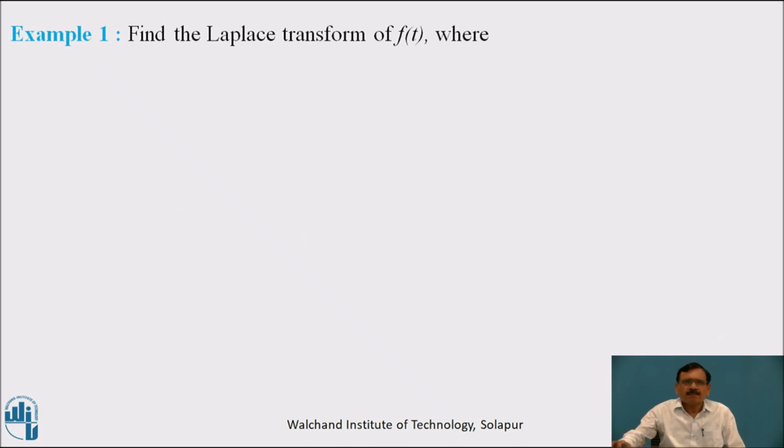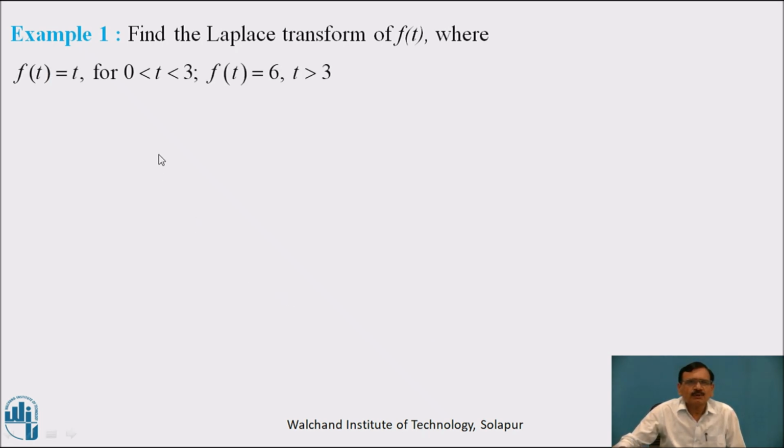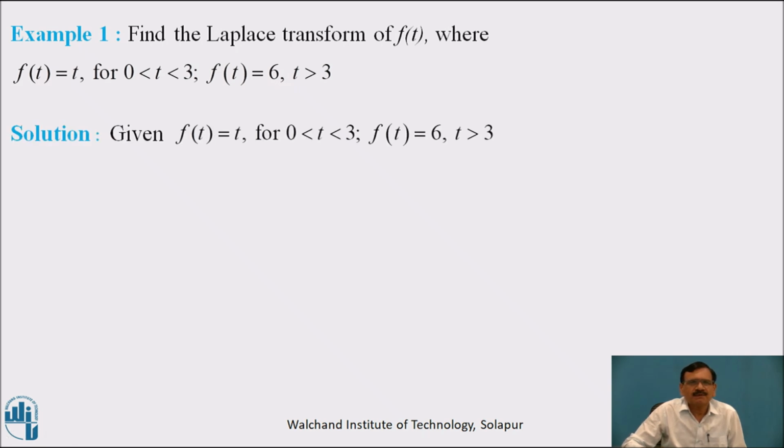Now we will find the Laplace transform of f of t, where f of t is t for 0 less than t less than 3, and f of t is 6 when t is greater than 3. Now here the given function is f of t equal to t for 0 less than t less than 3, and f of t is 6 when t is greater than 3. By definition, L of f of t equals integration from 0 to infinity e raised to minus st f of t dt.